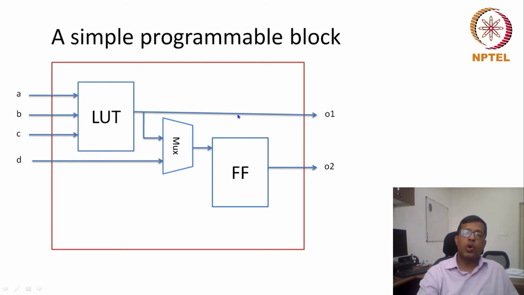There are 2 outputs to this programmable block, one is the unlatched output, the other one is the latched output, or output with a flip flop. Now because this is given as a mux input, this could be used as a simple mux. If we give another input D, this D input can be used as a flip flop, or this flip flop can take input from the output of the LUT.